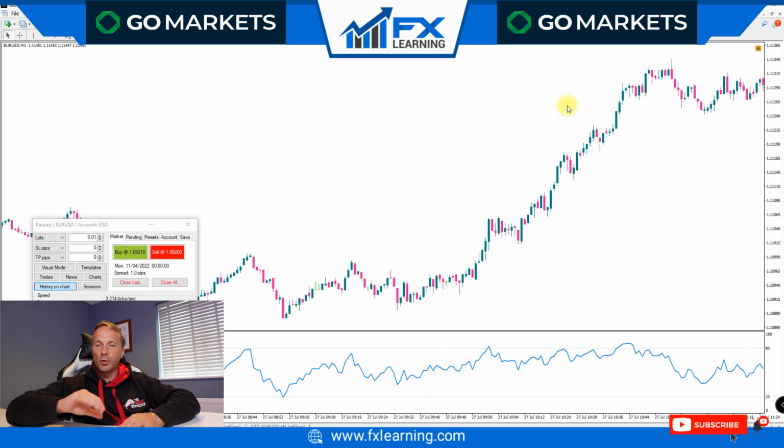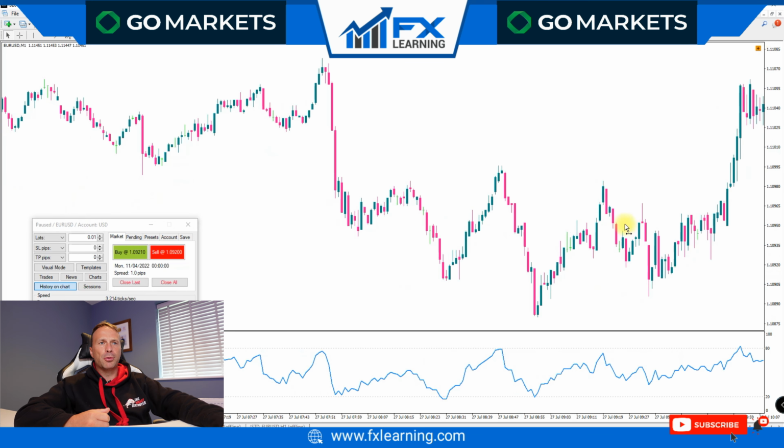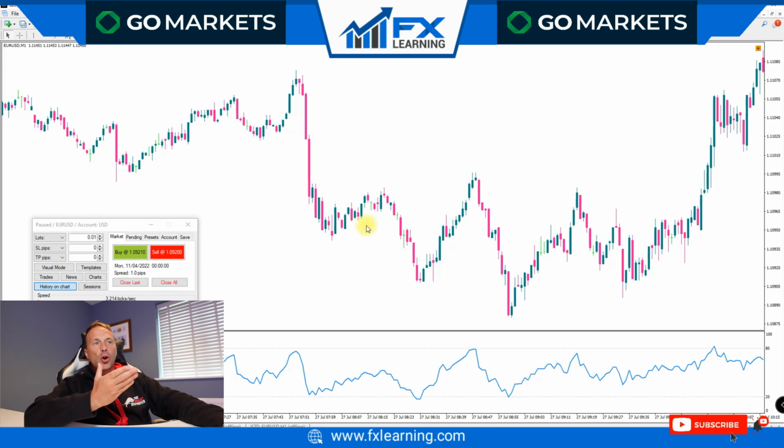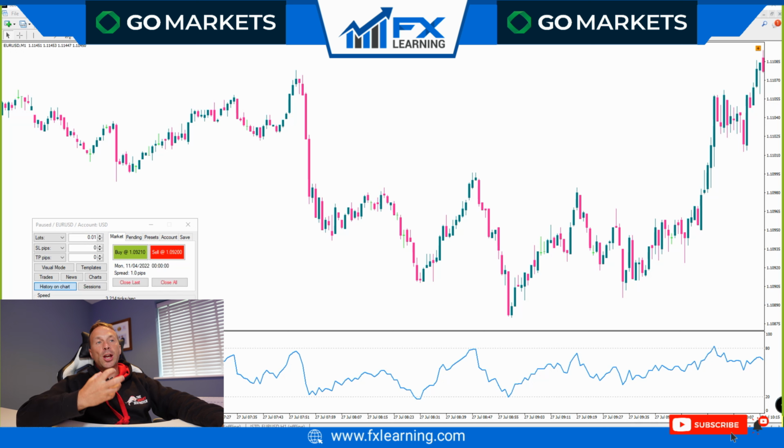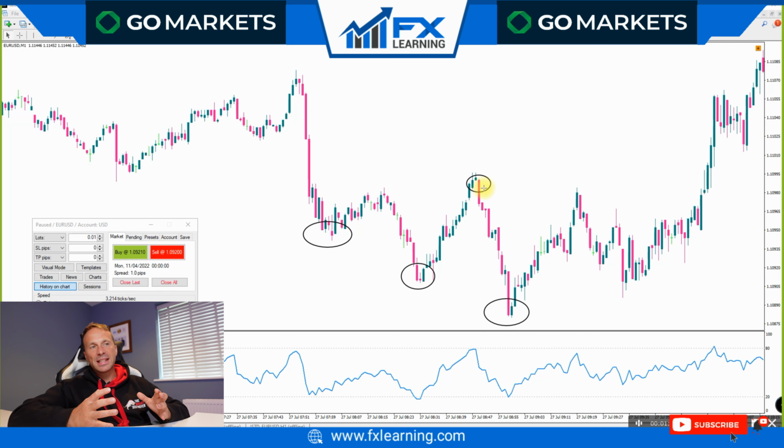So for example, if price is trending up, it means that the momentum is very strong. There's a lot of buyers in the market. Normally, if we just look at the candlesticks themselves and the overall price action on the charts, you can see that price is creating lower lows. What this means is that price is going down, that price is in a downtrend.